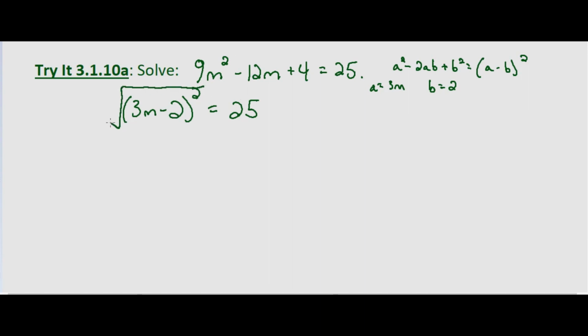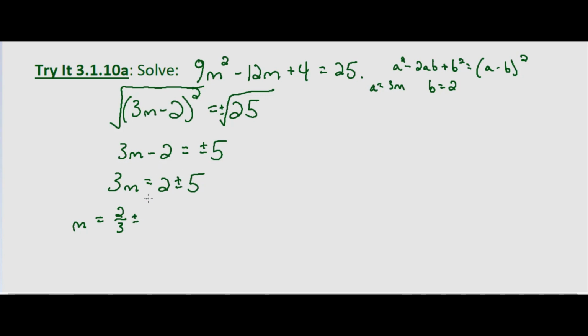Now we're back to the same type of problem we've been looking at this entire section. We invoke the square root property. We take the plus or minus square root of the right-hand side, square root of the left-hand side. The square root of (3m minus 2) squared is just 3m minus 2, equals plus or minus the square root of 25, which is just 5. So we'll add 2 to both sides, giving us 3m equals 2 plus or minus 5.